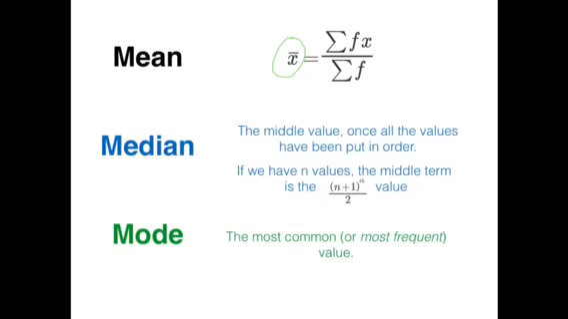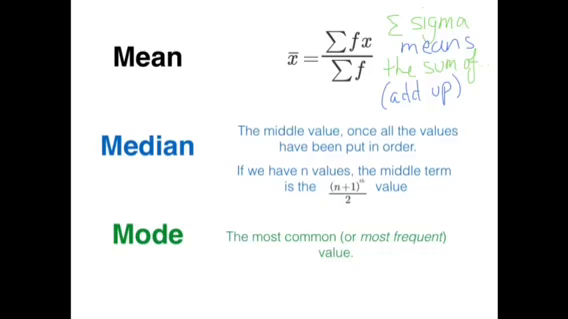And mean is represented by an x with a little bar over it, x bar. And it's what we most commonly know as the average, although all three of these are called averages. Now the mean is represented by sigma fx divided by sigma f. And you'll see this Greek letter sigma, it looks like a sort of spiky capital E. And sigma means the sum of. In other words, take whatever there is there and add it up. Add up all the values of fx.